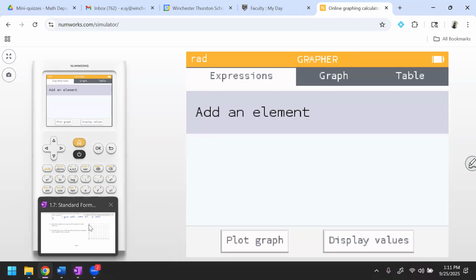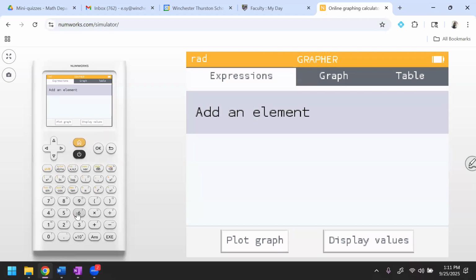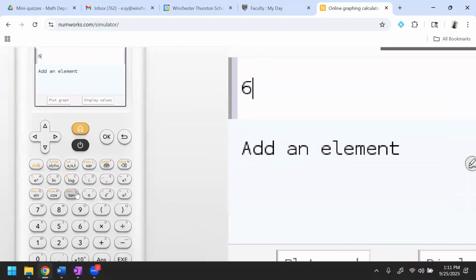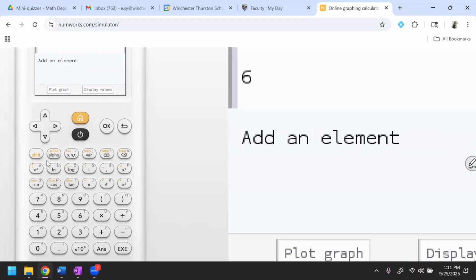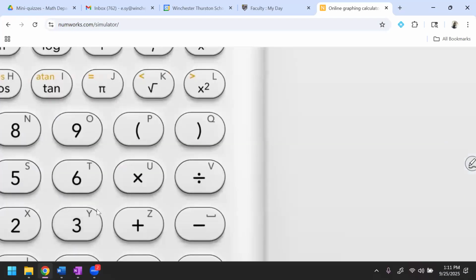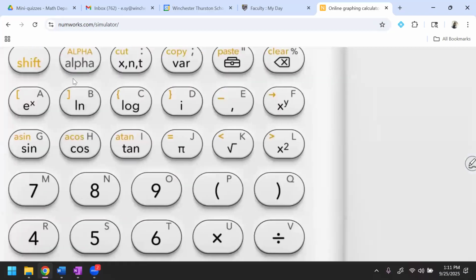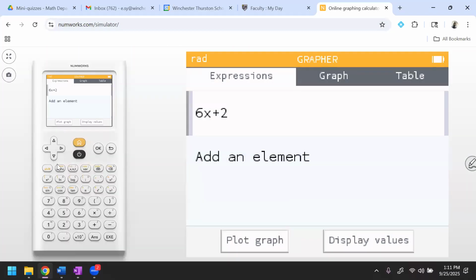Now if I want to graph this equation with just x and y, 6x plus 2y equals 30, it's easy. I can go 6, where's the x? I can do alpha 2, or I can just hit this X and t button, that'll give me an x. That's our default variable. Plus 2, but then where's the y? You can see there's a gray y here. How do I get to the alphabet? I'll hit the alpha button, alpha for alphabet. So I'll hit alpha 3 and I'll get the y.